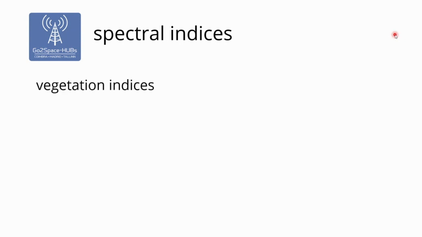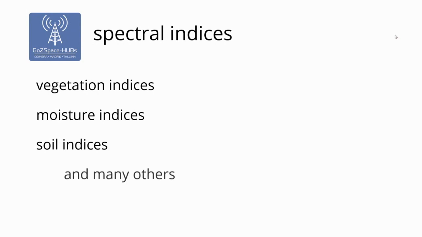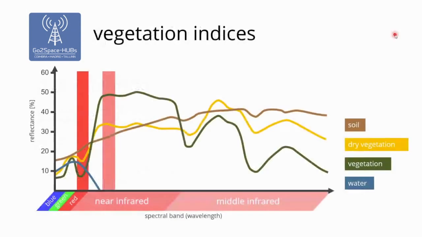We have different types of indices. Very popular: vegetation or biomass indices, moisture indices, soil indices, and many others. So let's start with these vegetation indices or biomass indices. They are generally based on these two bands, near infrared and red. They are designed to distinguish, to identify vegetation and to evaluate its condition.